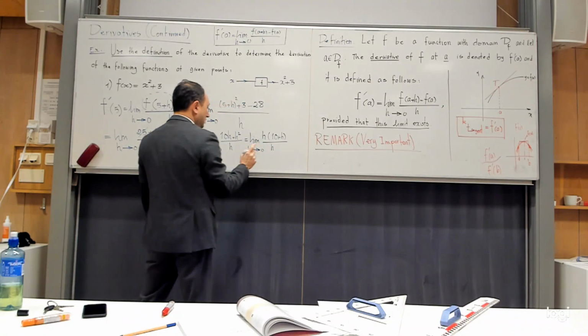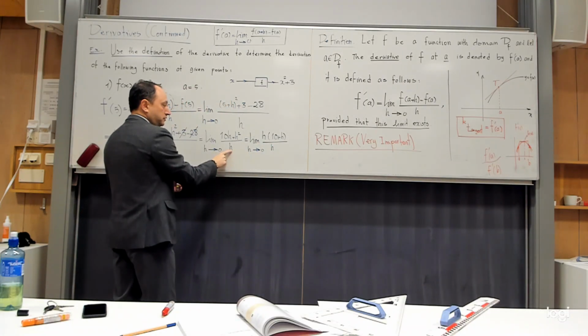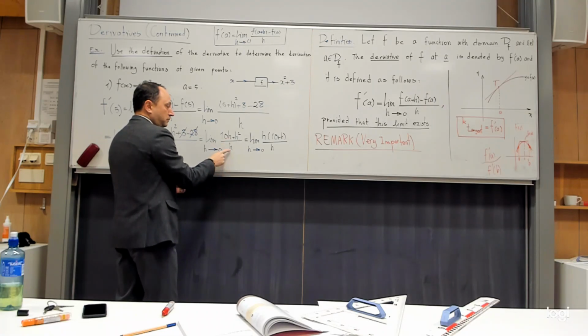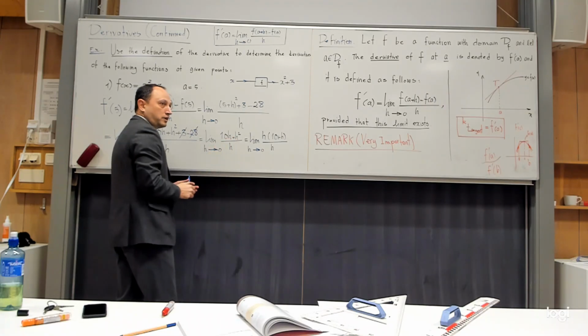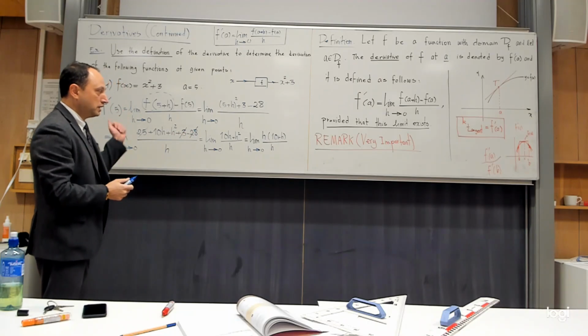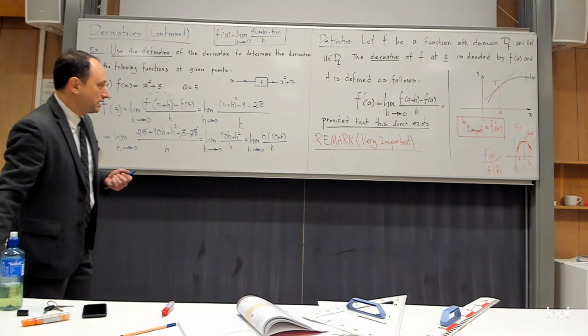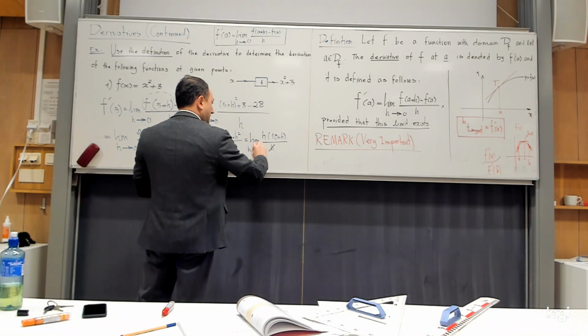Because I hope that you agree that I am not allowed to simplify this h with that h squared in this form. But when I factor it out, then I am allowed to do that, yes? So this h now is safely removed.